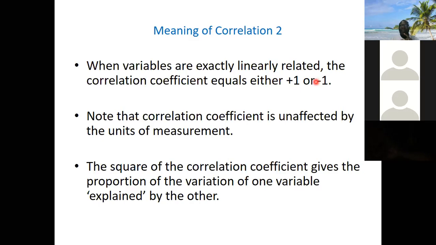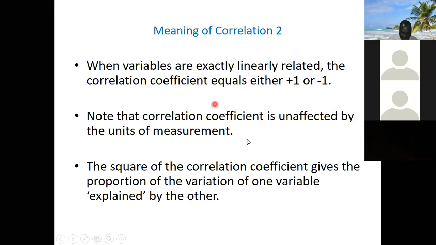Now, the strength: if it is 1, that shows that always, as this one increases, this one will increase, or as this one increases, this one decreases. Always, it is perfect. That is, they are linearly related perfectly.